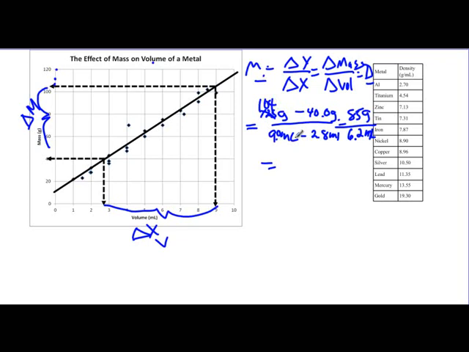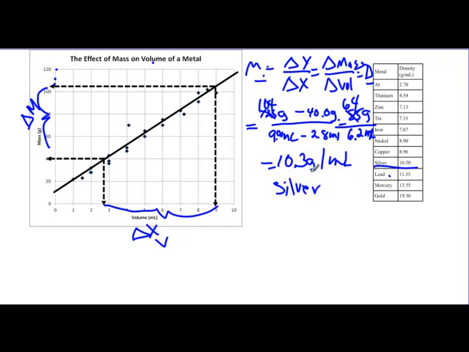So 104 minus 40 gives me 64. That's more like it. 64 grams over 6.2 milliliters. So I divide by 6.2, and I get 10.3 grams per milliliter. And in fact, that is closest to silver.